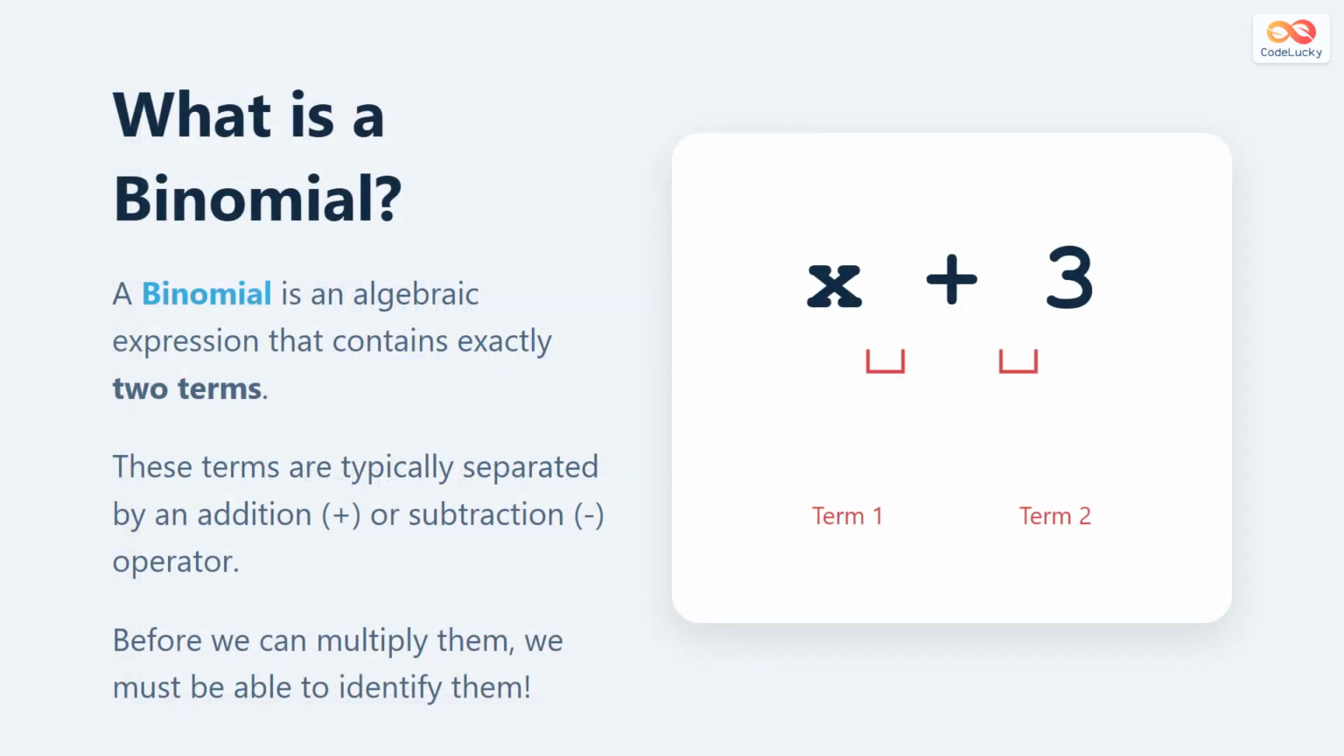Before we start multiplying, let's make sure we know what a binomial is. A binomial is simply an algebraic expression that has exactly two terms. In the example shown here, x plus 3, x is the first term, and 3 is the second term.